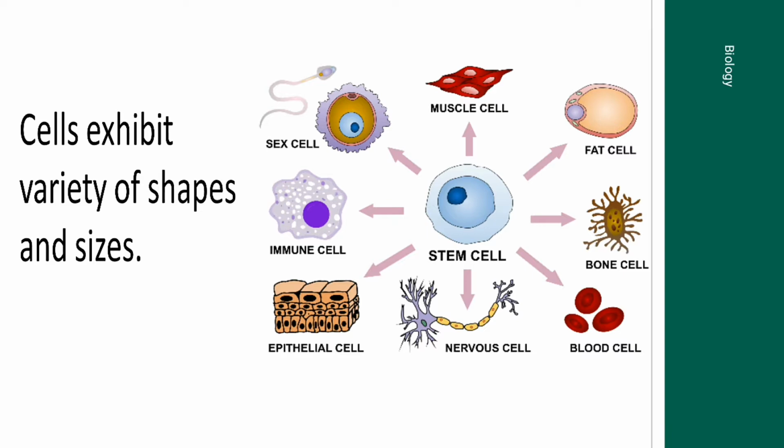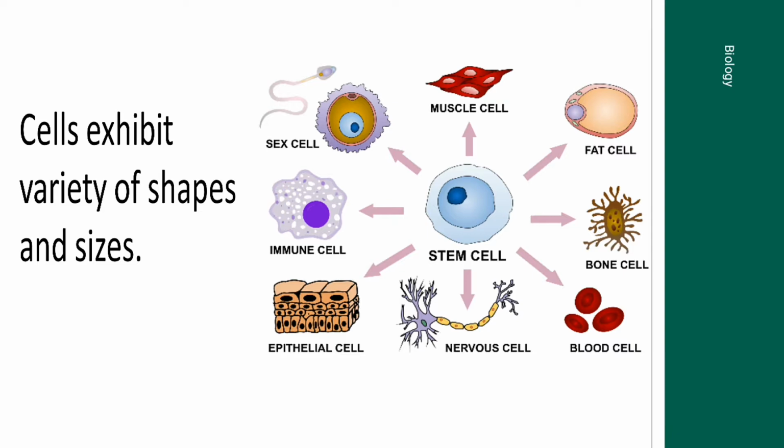these are all square in shape. And we also have the nervous cell, which is rectangular in shape. And we have the bone cell, which is like a star shape. So that talks about the shape of different cells.